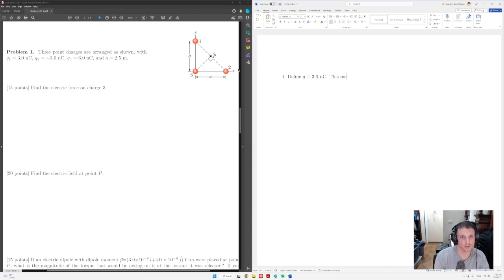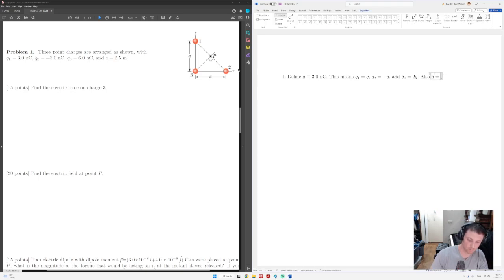So this means Q1 is just Q, Q2 is just negative Q, and Q3 is just 2Q, right? So you always want to be on the lookout for little notational things like this that you can do to simplify your work a bit. We'll see as we get into actually solving for things that this is going to make it a bit cleaner. Also, we have A is 2.5 meters.